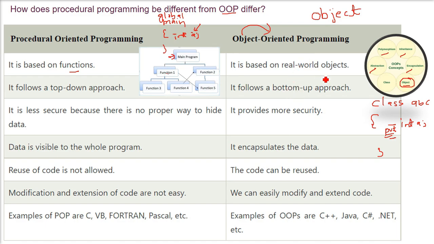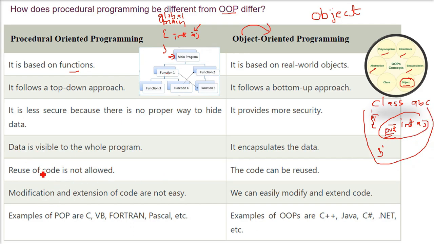But in object-oriented programming, the data is encapsulated inside a class. There is a proper capsule which is called a class, and it contains the data members and the functions which are operating on them. So this is, I'm making a capsule here.